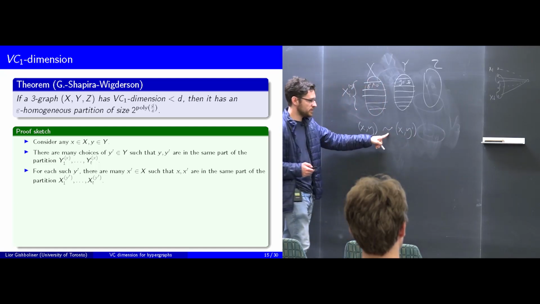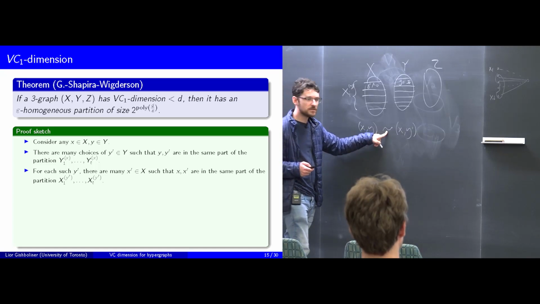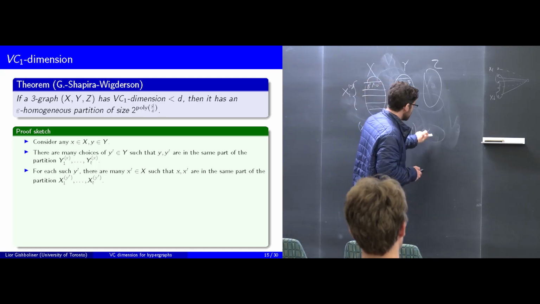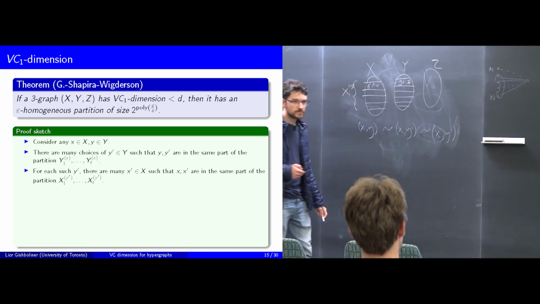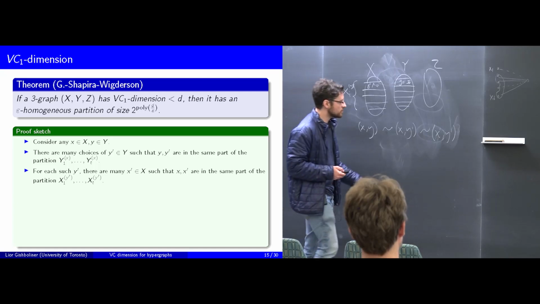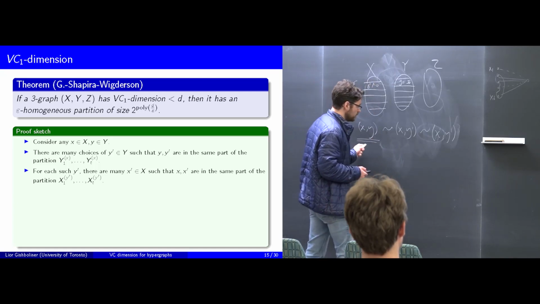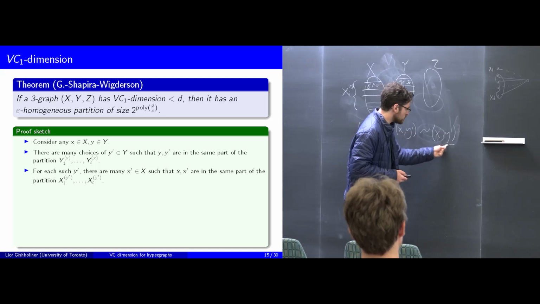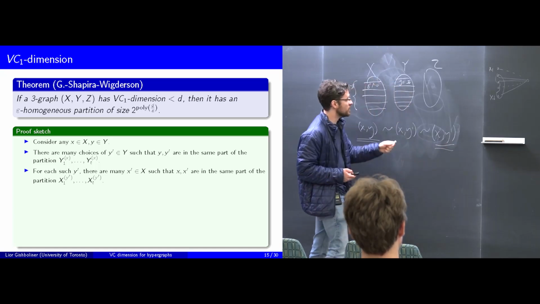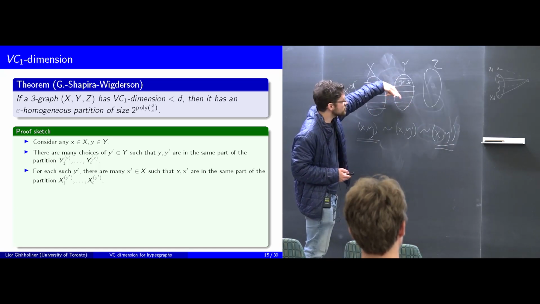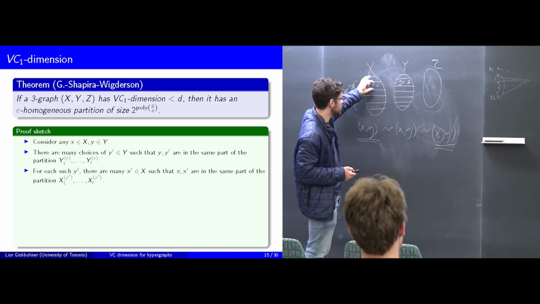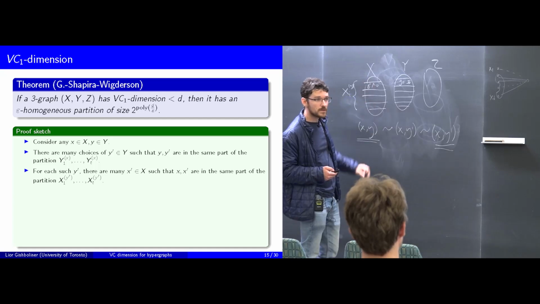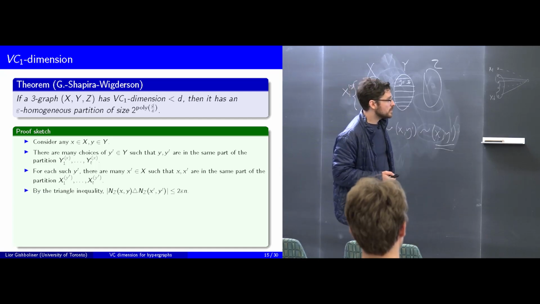I mean that they have roughly the same neighborhood in z. And this xy prime behaves roughly the same as x prime y prime. So the point is that I start with this arbitrary pair, and for this pair I have many choices. So I have a linear number of choices here, so the whole size of this part, times a linear number of choices here.